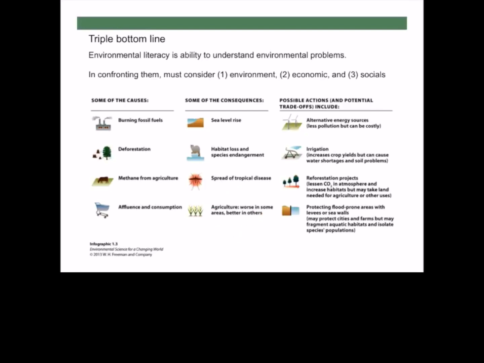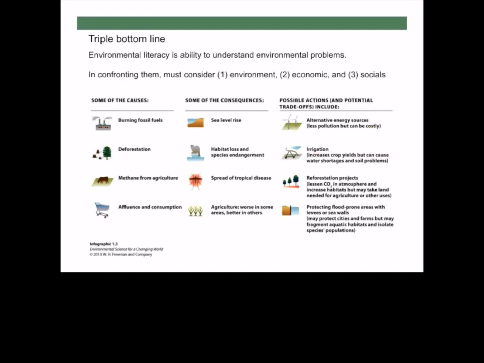And finally, agriculture may be worse in some areas, may be better in others because they don't have the consistent precipitation patterns that they had in the past because those have changed with climate change. Some of the trade-offs and possible actions that we can take to help mitigate these changes would be to use alternative fuels such as nuclear power or renewable fuels such as wind and solar.